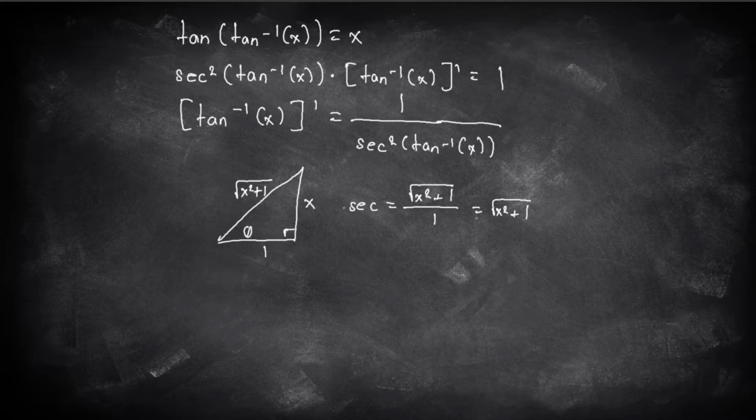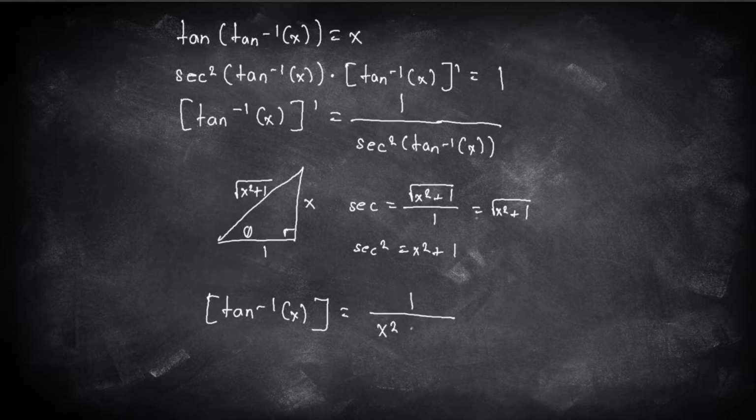We're not looking for secant though, we're looking for secant squared, so we have to square this. Squaring this gives x squared plus 1. So that means the derivative of inverse tangent simplifies down to 1 divided by x squared plus 1. Okay, that seems pretty simple.